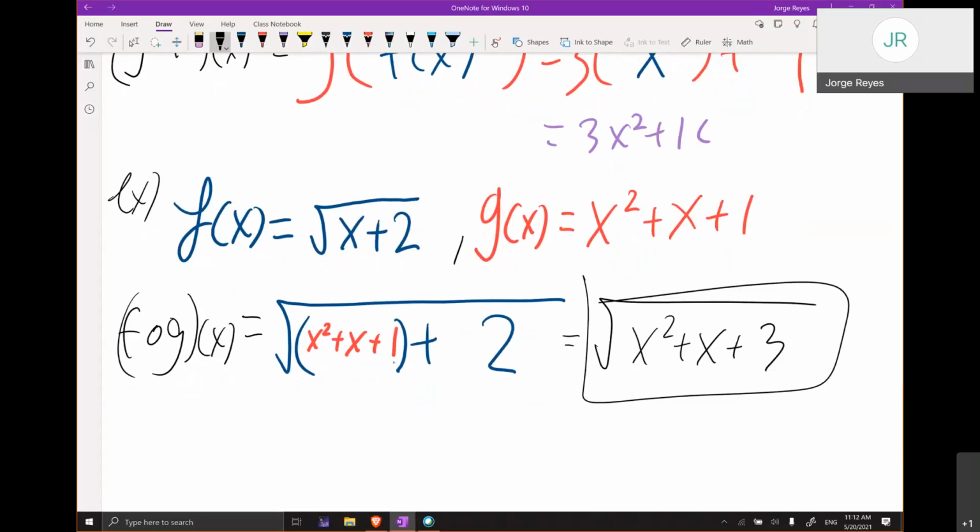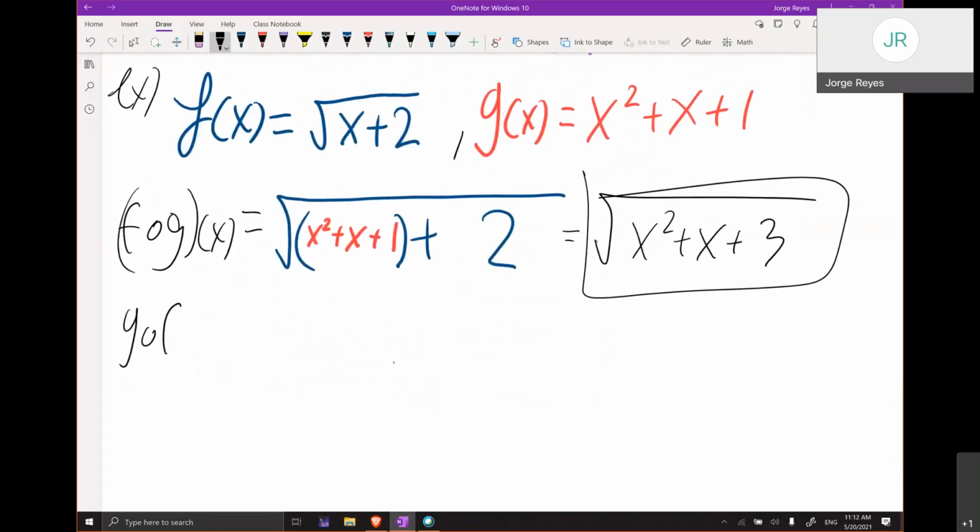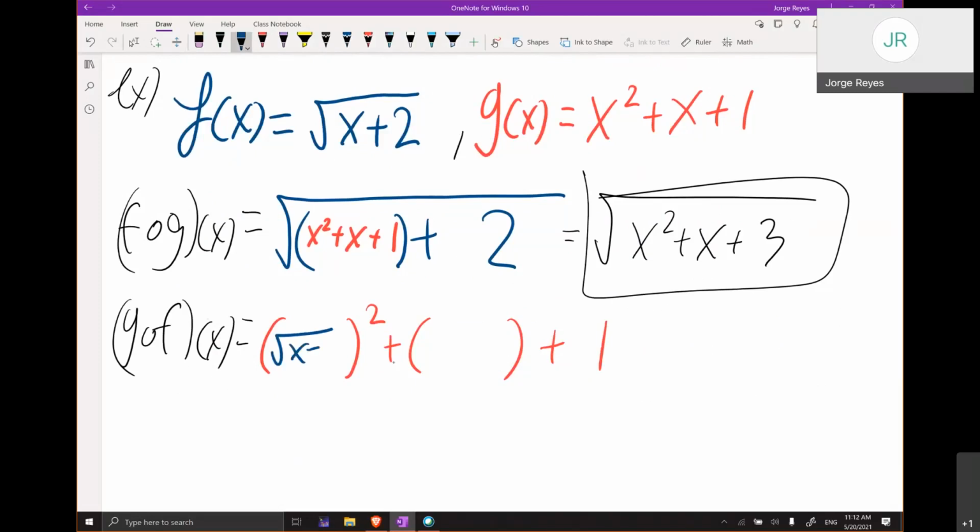Now let's do the other direction. So g of f. The empty g shell looks like blank squared plus blank plus 1. And the stuff that goes in the blanks is this. And then you can simplify.